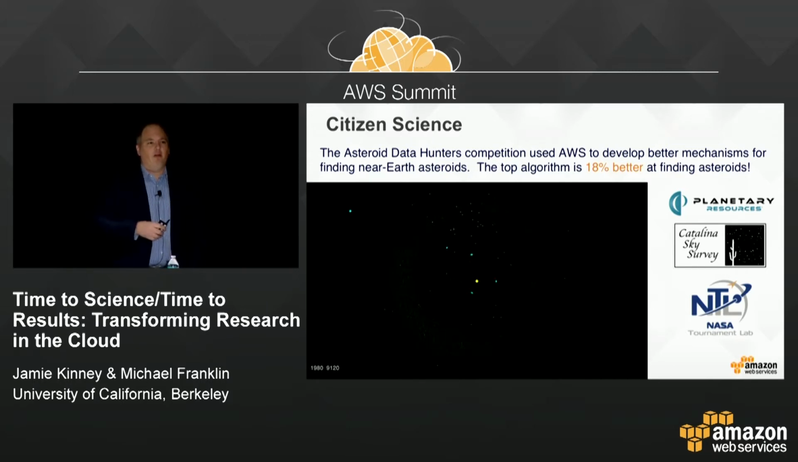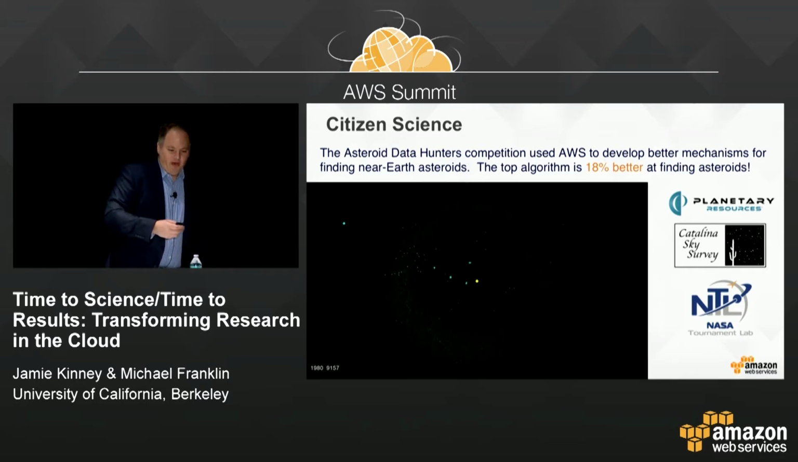And we worked with NASA Tournament Labs to have developers create new machine learning algorithms that would run on top of Amazon EC2 to analyze this data, to come up with a better mechanism for determining these objects in the sky that are changing over time. Are these asteroids? Is it a satellite? Is it something else? And the result of this work is that there's now a machine learning algorithm that's 18% better at finding asteroids.